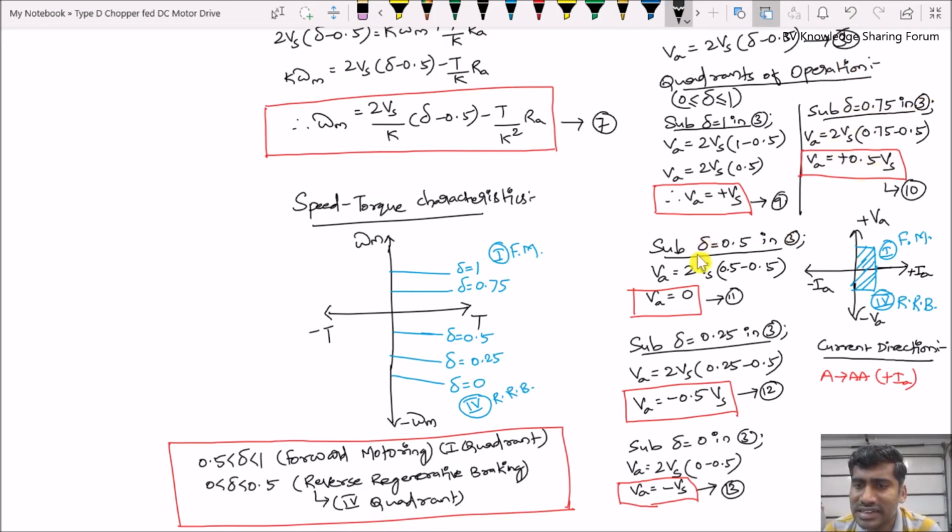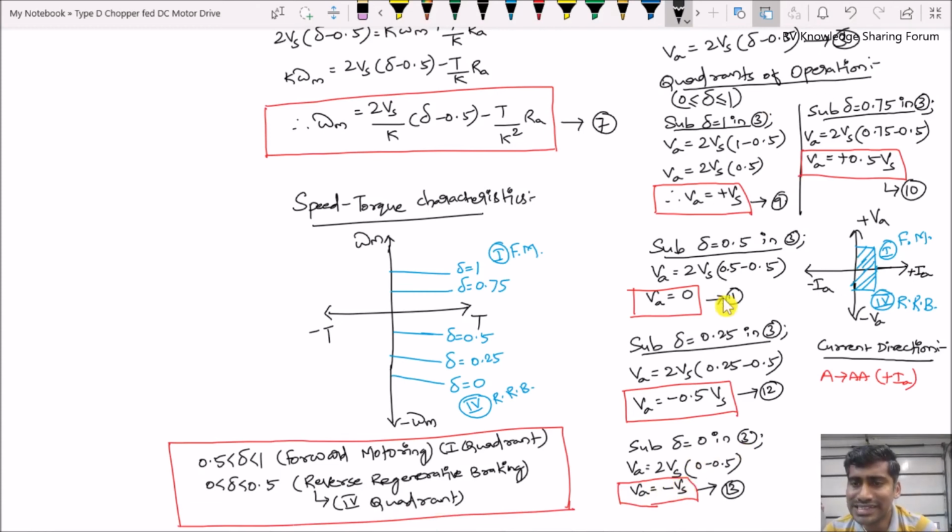Similarly, let us substitute the duty ratio of the chopper as del is equal to 0.5 in equation 3, we will get VA is equal to 0. Similarly, let us substitute the duty ratio of the chopper del is equal to 0.25 in equation 3, we will get VA is equal to minus 0.5 Vs. And at last, substitute the duty ratio of the chopper del is equal to 0 in equation 3, we will get VA is equal to minus Vs.